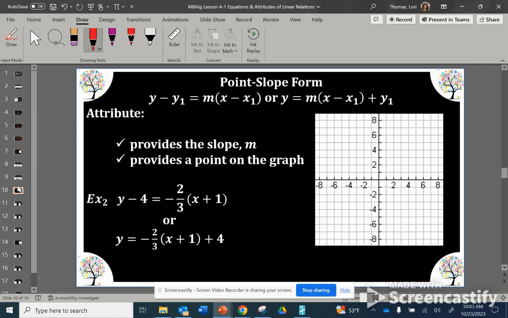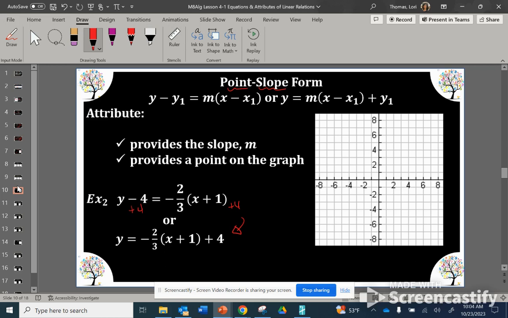Okay, now let's talk about point slope form. Point slope is when we can identify the slope and we have one point which is not the y-intercept. If you have the y-intercept, you're going to want to use slope-intercept form. Point slope means we have a point and we can identify the slope. So both of these versions are equivalent. You can see that in the second one, they have added the 4 to get this one. So we're going to stay here, and I'm going to use this one.